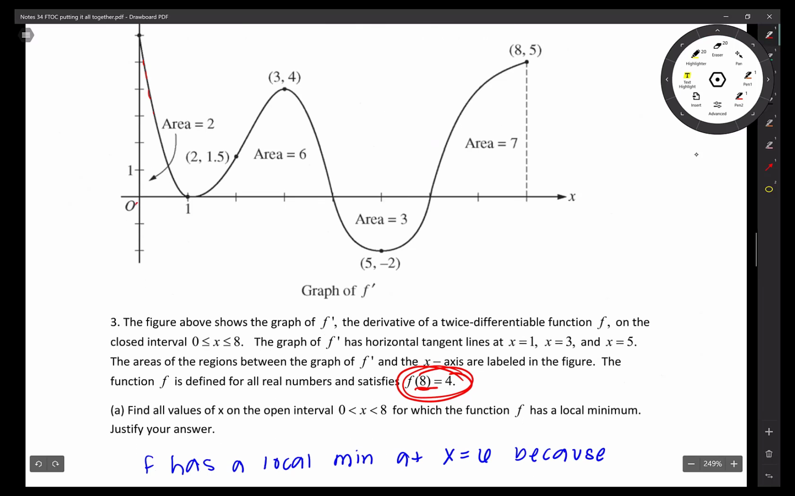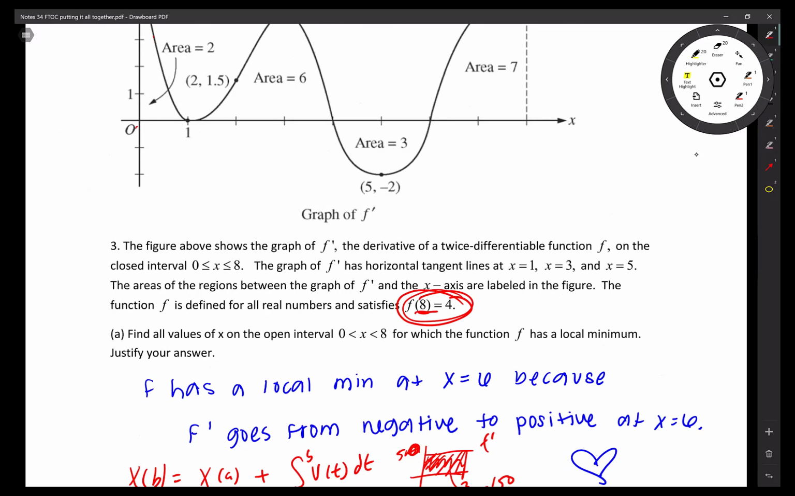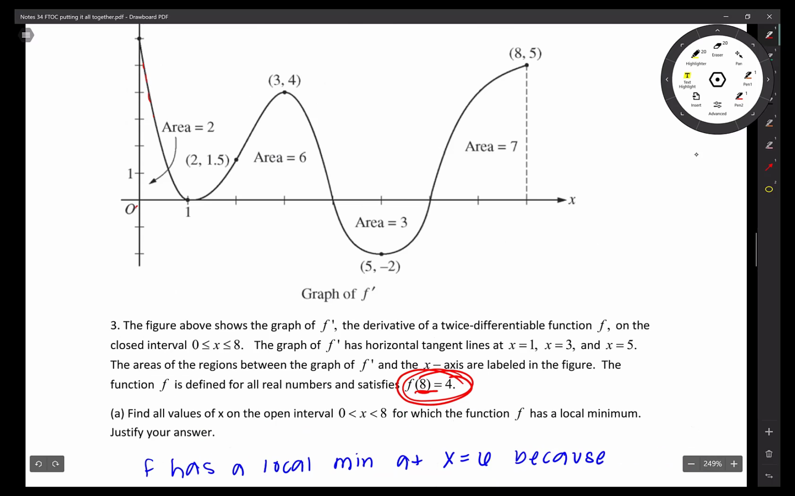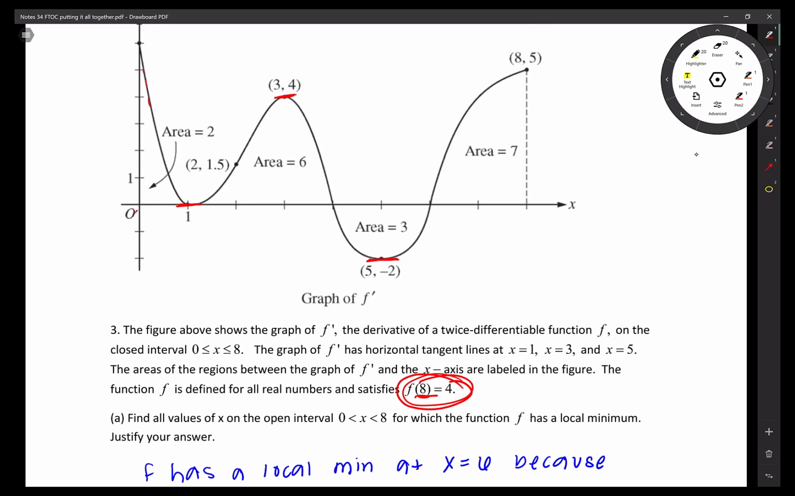So let's read this again, and then let's go to letter B after we read it. The figure above shows the graph of F prime, the derivative of a twice differentiable function F on the closed interval 0 to 8. The graph of F prime has horizontal tangents at 1, 3, and 5. And I have a habit, as soon as I see that, I like to put little segments of horizontal tangents, if you guys want to do that as well. So those are the only ones that are horizontal. You do not have a horizontal at 8, so don't even think about drawing one there. Those are the only three they're telling us.